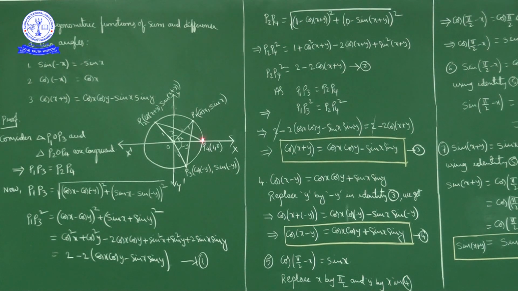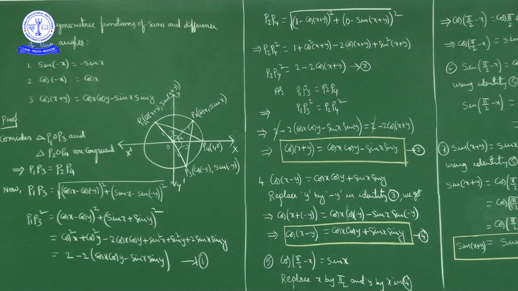As the angle between P4OP3 is y, in the clockwise direction it is minus y, so the coordinates of point P3 are cos of minus y, sin of minus y. P4 is a point on the x-axis with radius 1, so it is 1 comma 0. The point on the y-axis is 0 comma 1, on the negative x-axis minus 1 comma 0, and on the negative y-axis 0 comma minus 1.